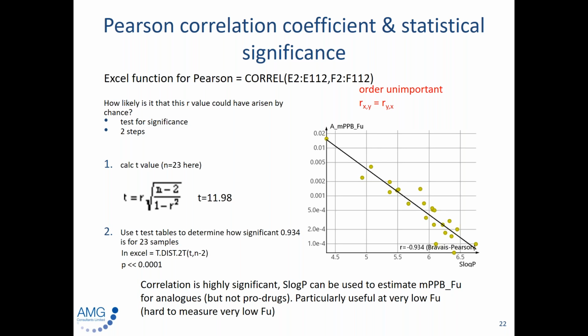And in Excel, you can do that calculation. Essentially, it looks up this t-test table for you, and it tells you that in this case, as I think you would all agree, this is very significant. So p is much less than, essentially, it's not random. So the correlation is highly significant, and S-log-P can be used to estimate the free fraction for analogues, but probably not prodrugs, at least not without a bit further work.